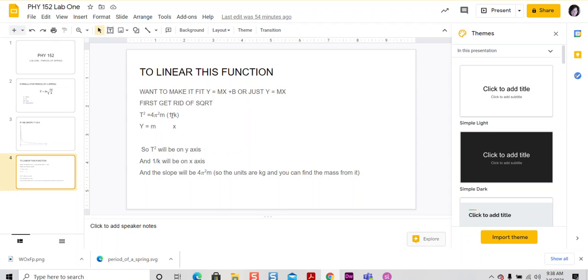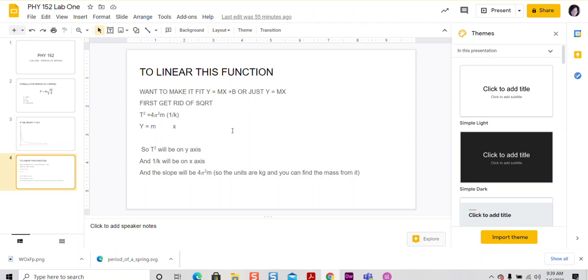What I notice is that if I relate that to y equals mx, y relates to T squared. So T squared would be on the y-axis. And x relates to 1 over k, so 1 over k would be plotted on the x-axis. And that means that the slope of my line would be equal to 4 pi squared times the mass that I put on the spring. So the units of my slope should be kilograms.